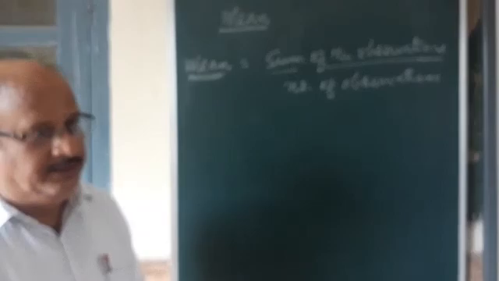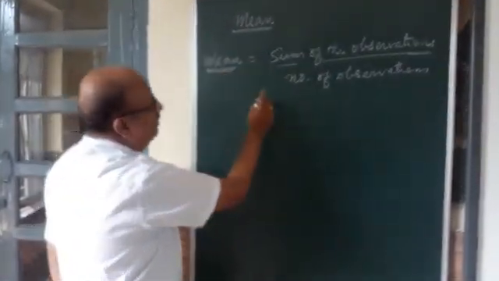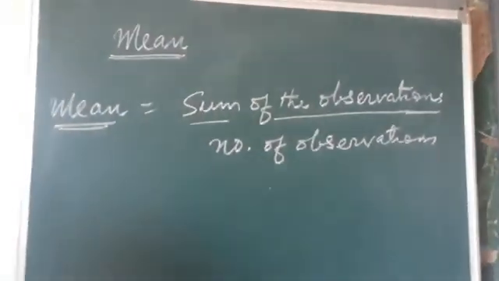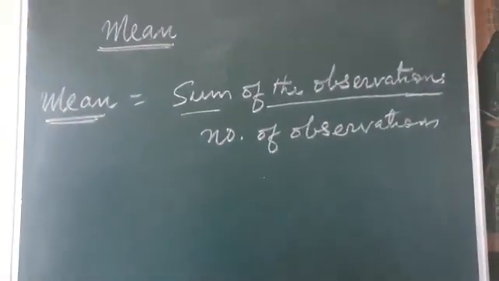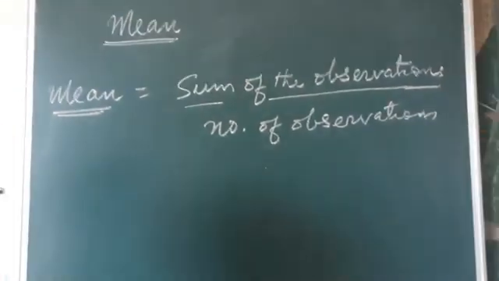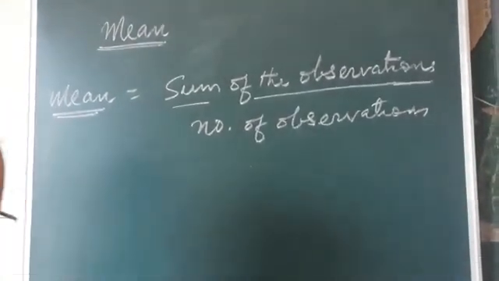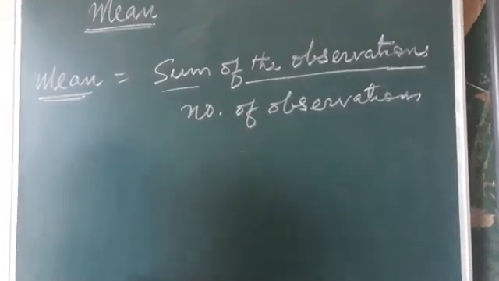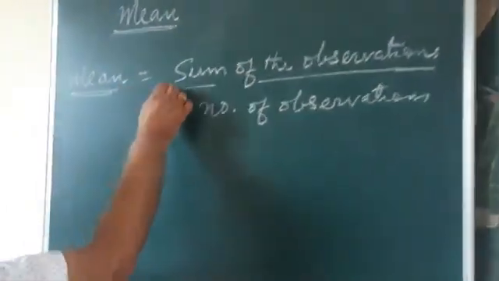So what is mean? Or we call it arithmetic mean. So the mean is the sum of the observations divided by the number of observations. Or in your class 5 you must have also learned about the average. The average also refers to the mean. That means in statistics, mean is equal to the sum of the observations divided by the number of observations. So this is the formula for calculating the mean.